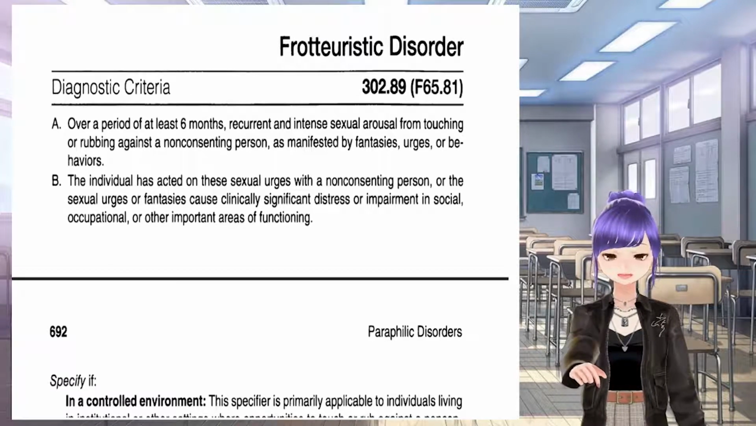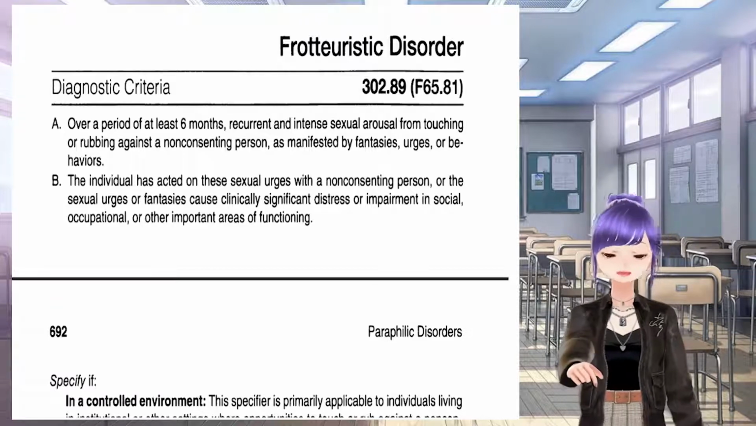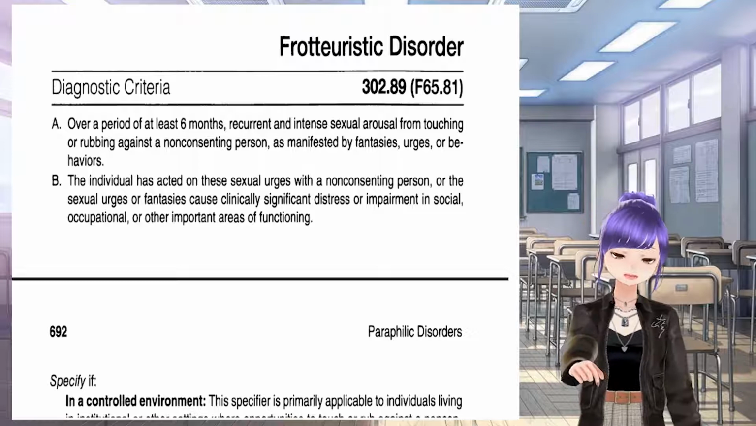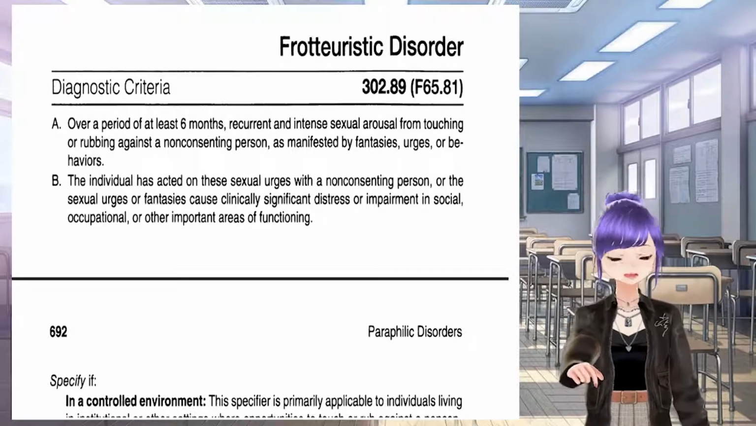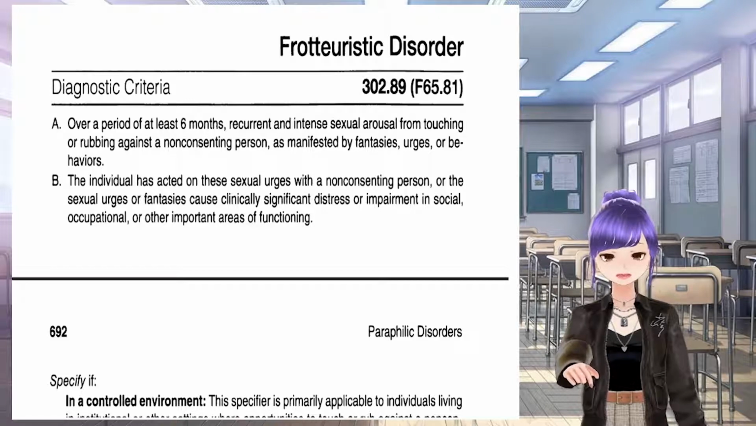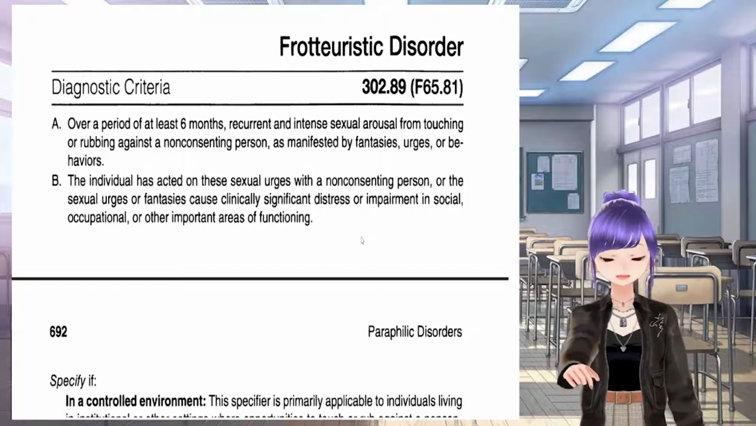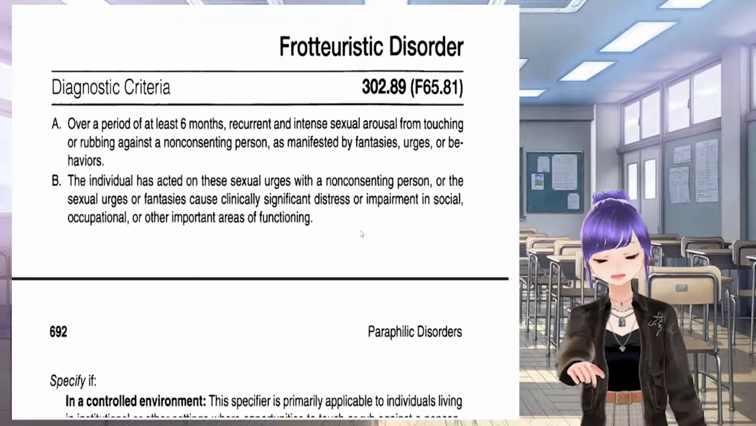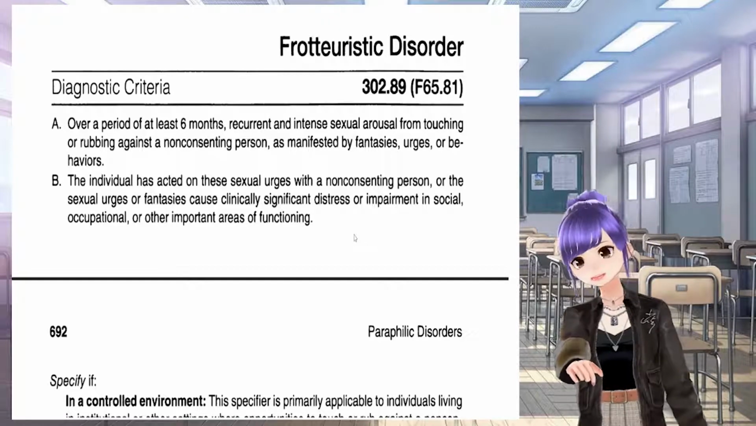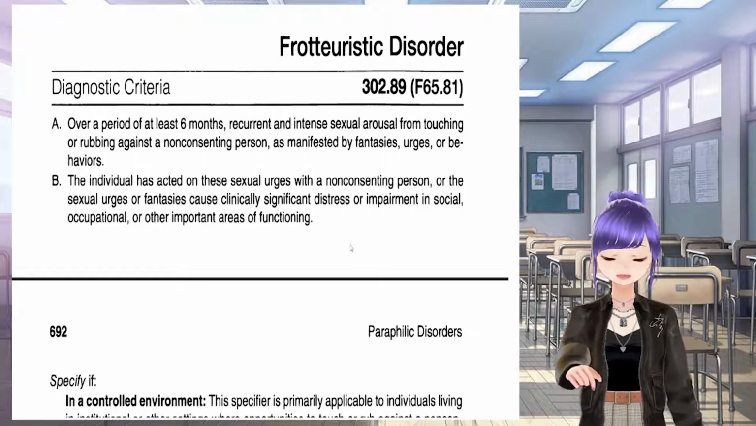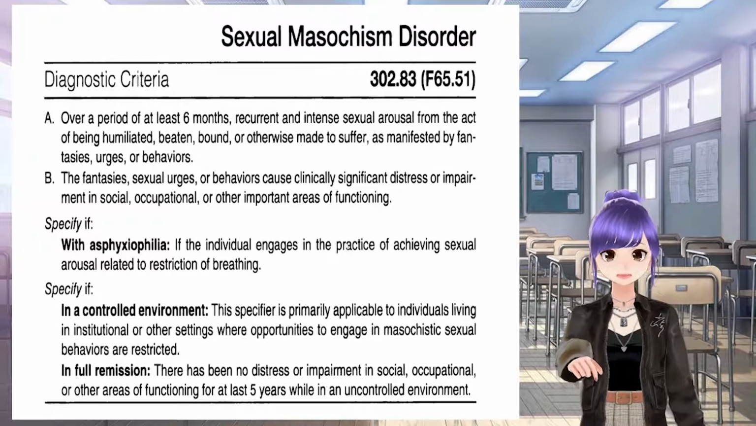So we also have frotteuristic disorder. Over a period of at least 6 months, recurrent and intense sexual arousal from touching or rubbing against a non-consenting person, as manifested by fantasies, urges, or behaviors. The individual has acted on these sexual urges with a non-consenting person, or the sexual urges or fantasies cause clinically significant distress or impairment in social, occupational, or other important areas of functioning. It also has a specifier if it is in a controlled environment and if it is in partial or in remission.